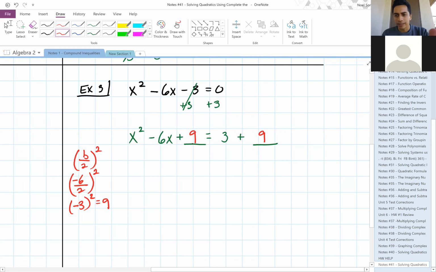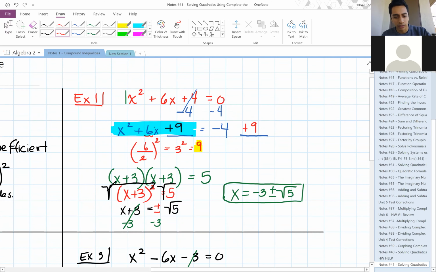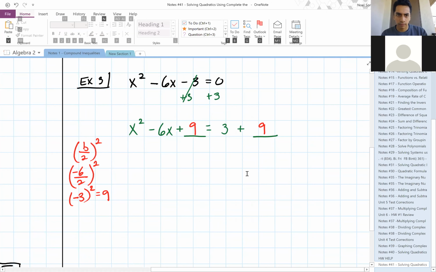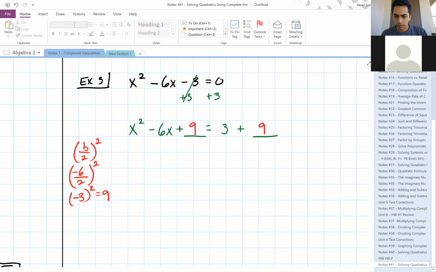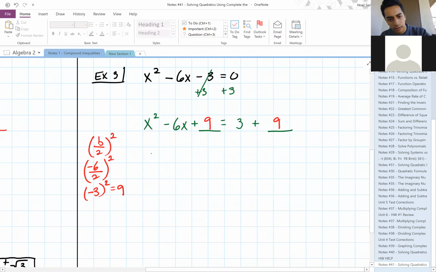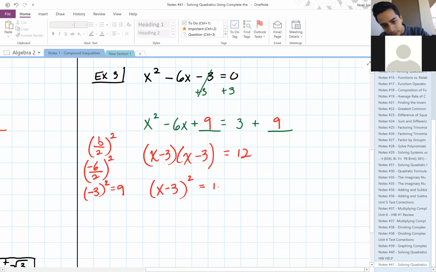All right, this is slightly different from what we got the first time around, because now it's x squared minus 6 versus before it was x squared plus 6. Okay, so here, what are the 2 factors going to have to be for us to be able to factor that as the same term times the same term? Yeah, so we get x minus 3 this time. And then that's going to equal 12. All right, so we can then say x minus 3 squared is equal to 12.